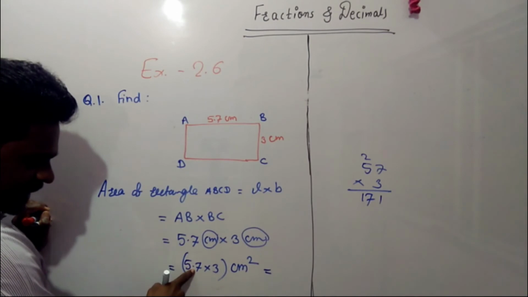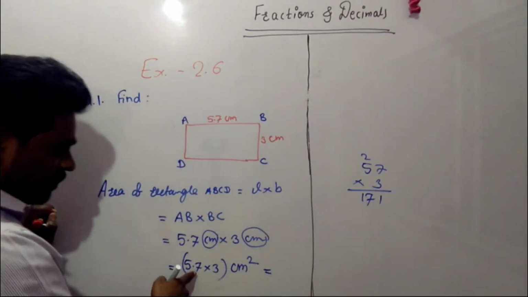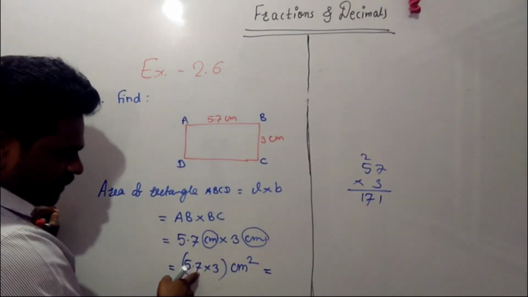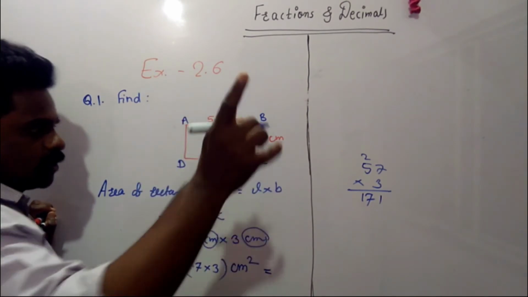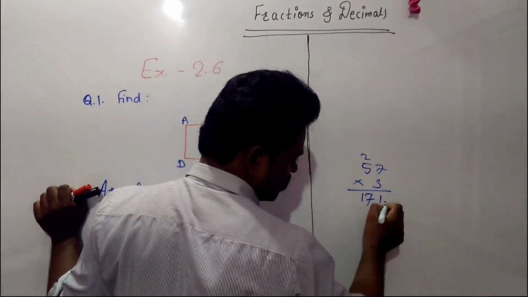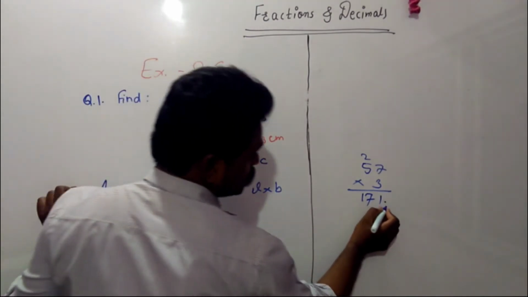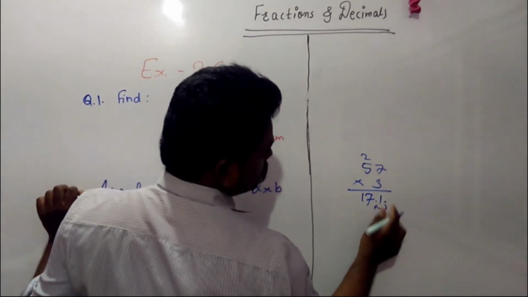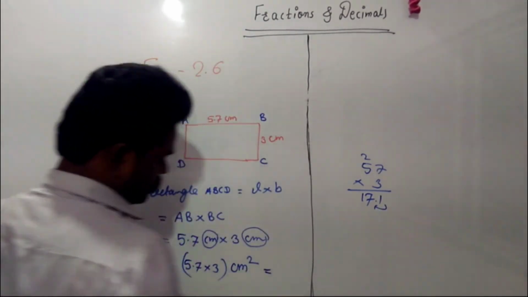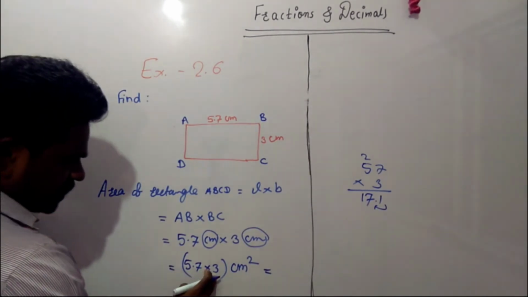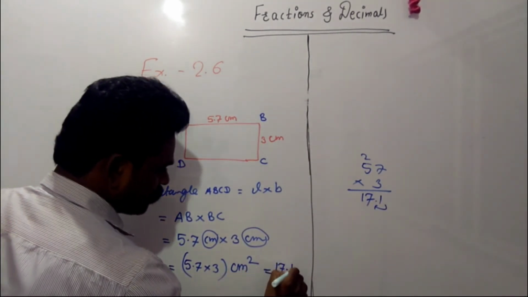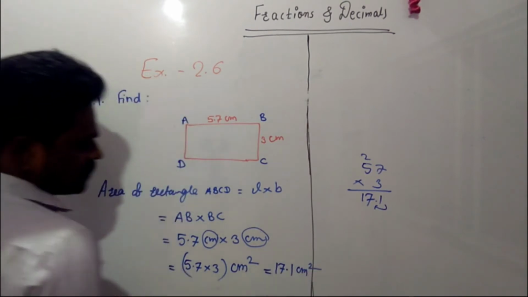And see how many digits were there after the decimal point in the problem. After the decimal point only one digit was there. So we have to shift our decimal point. Here is our decimal point. We have to shift it by one digit. So it will become 17.1. So 5.7 into 3 is 17.1 centimeter square.